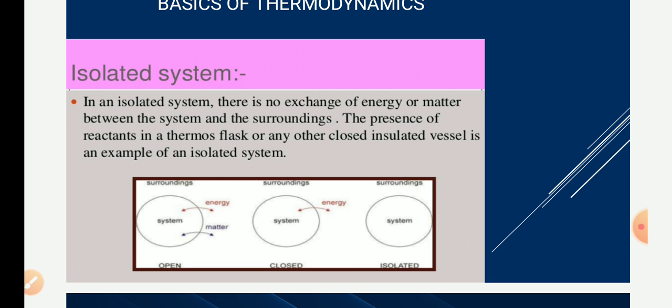That type of system is called an open system. Another one is the closed system. In a closed system only energy may be transferred, not matter. And in an isolated system, neither energy nor matter is exchanged, so it is called an isolated system.